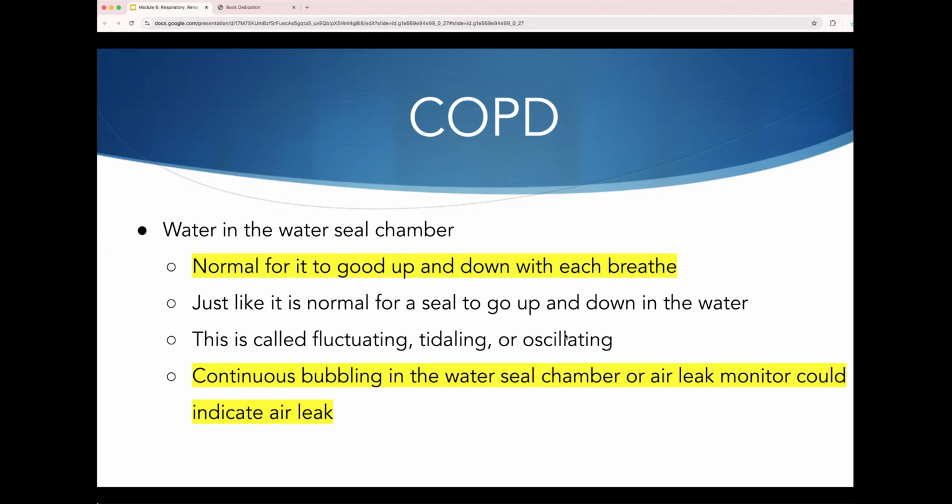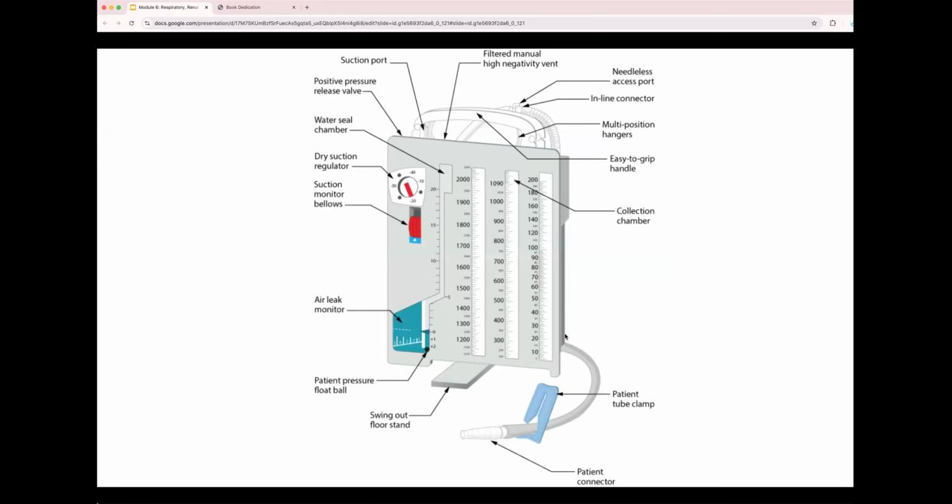However, it is not normal if the water is continuously bubbling. This can indicate an air leak. Okay? So that's what I want you to know. This is where you monitor for air leak.